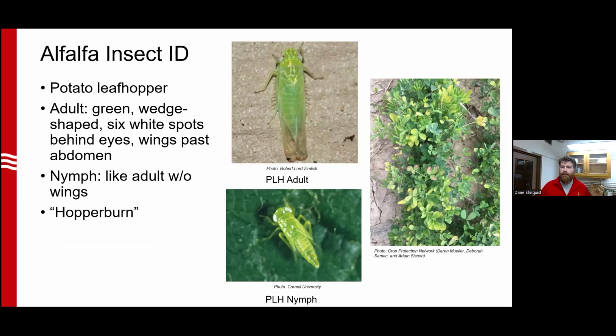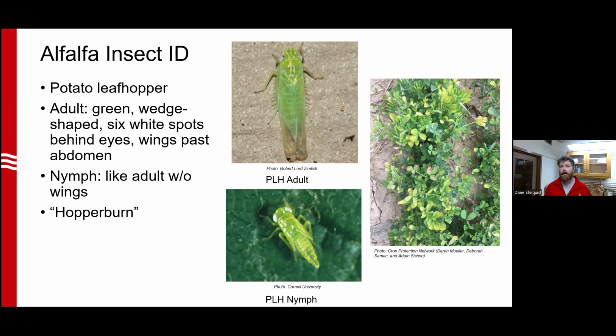All right, so potato leafhopper, the last insect we're going to touch on here today. Potato leafhoppers are tiny green true bugs, so they go through that incomplete metamorphosis. They feed by piercing the plant tissues with their piercing sucking mouthparts, extracting that plant sap.